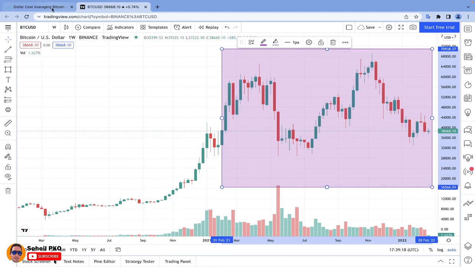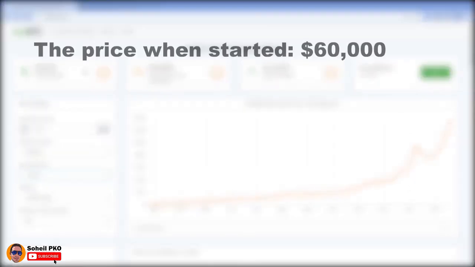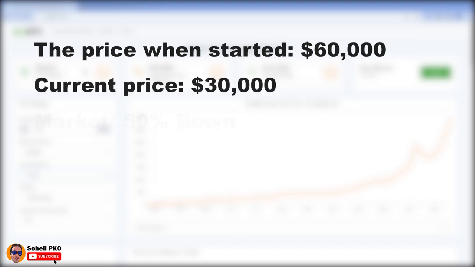By these examples, you may think that dollar cost averaging is a winning ticket, but you shouldn't just look at it the upside way, and you must also think about it the other way. Consider the price was $60,000 when you started investing by this strategy, but after that the price started declining, and now after a month of investing the price is $30,000, a 50% market decline.